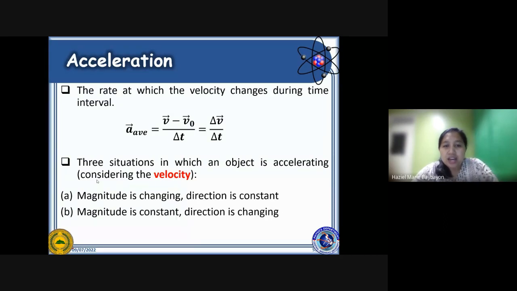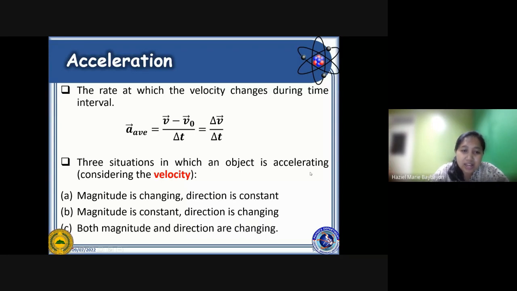Okay? Now, another case is when the magnitude of the velocity is constant, but the direction changes. So, if it is not rectilinear motion. Like, for example, the speed is constant, but it turns or follows a curved path. Okay? Or it goes over a hump or something like that. So, if the velocity's magnitude is constant, but its direction changes, then, meaning to say, your object is accelerating.